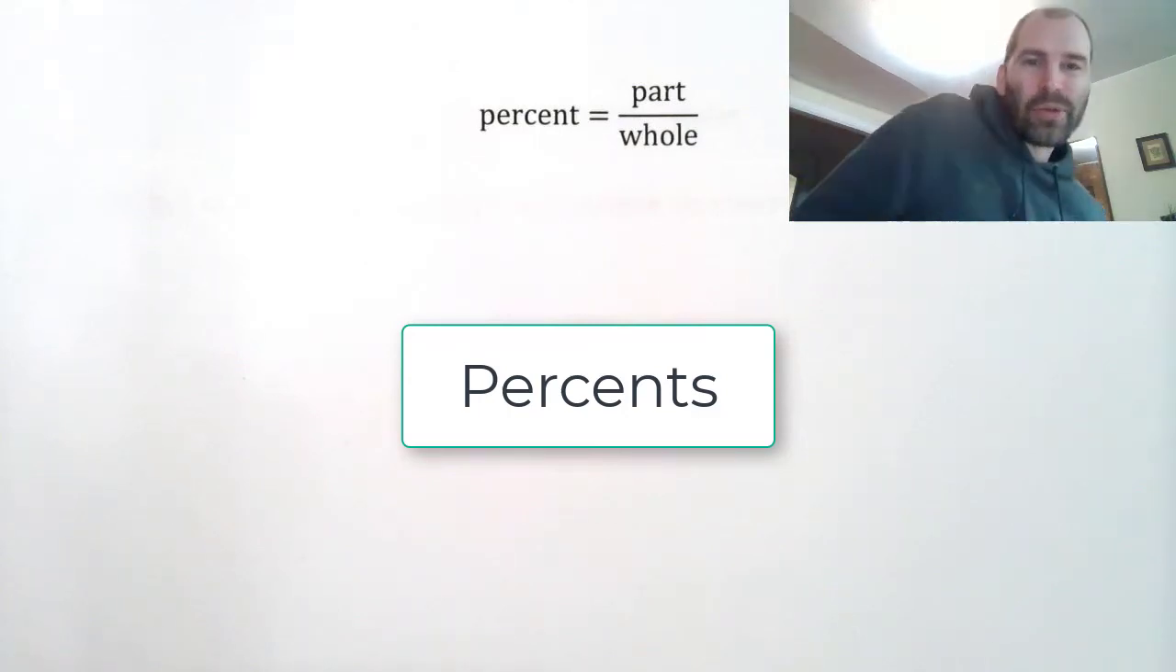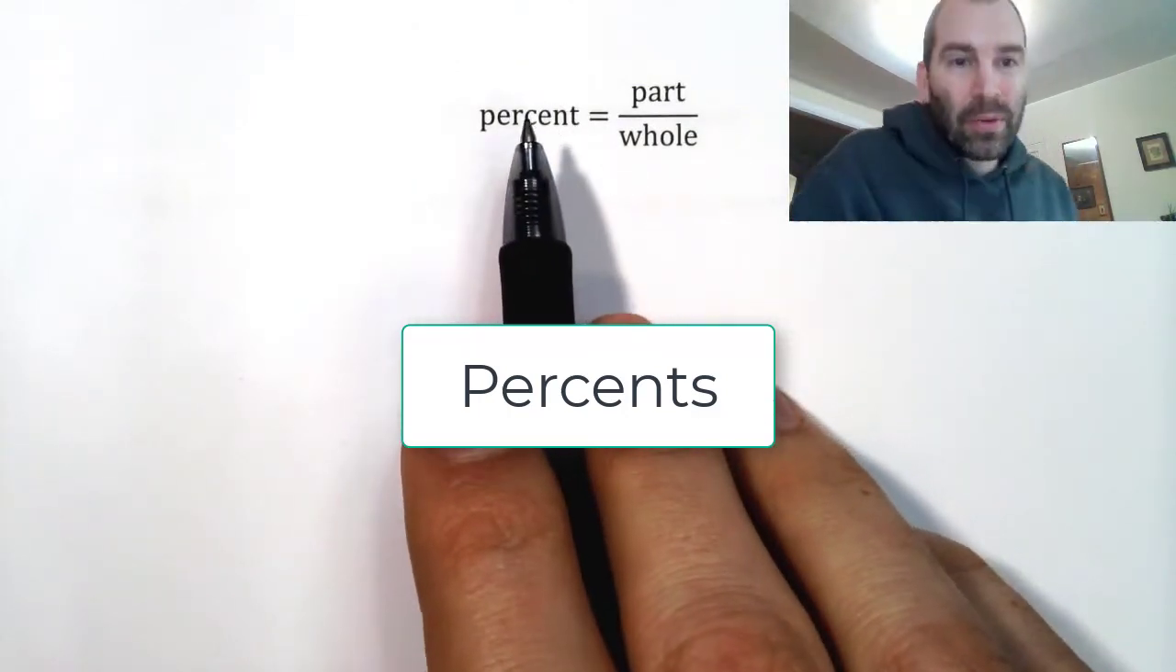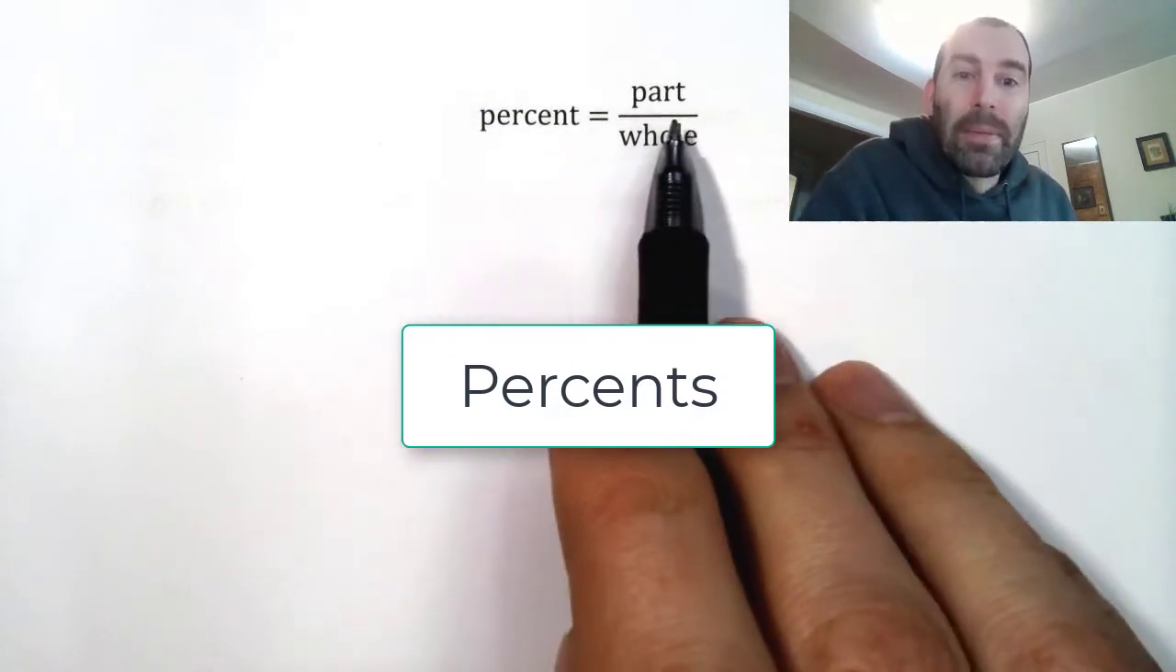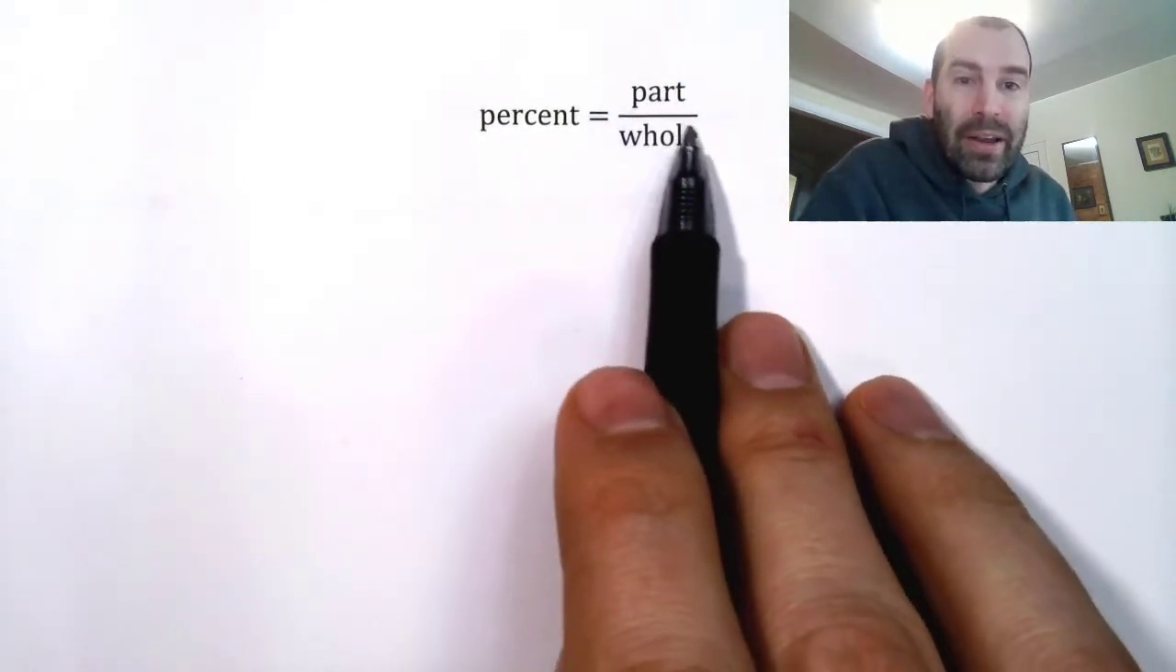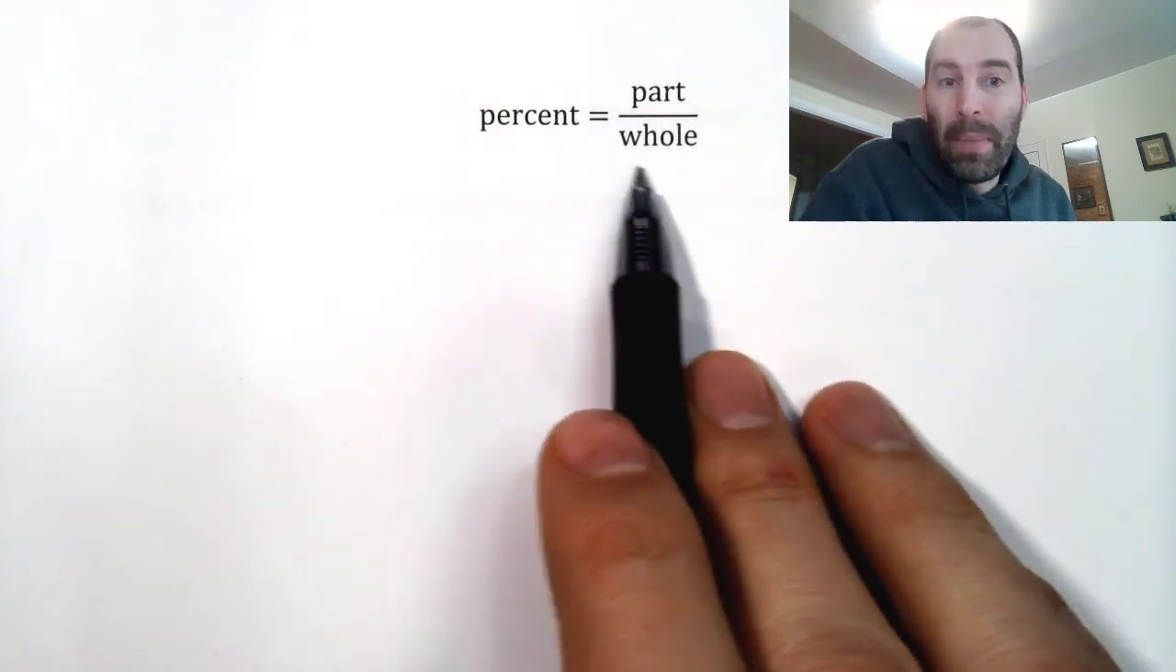Hi there. In this video, we're going to talk about percents. And what is a percent? A percent is just a part of something divided by a whole amount of something.